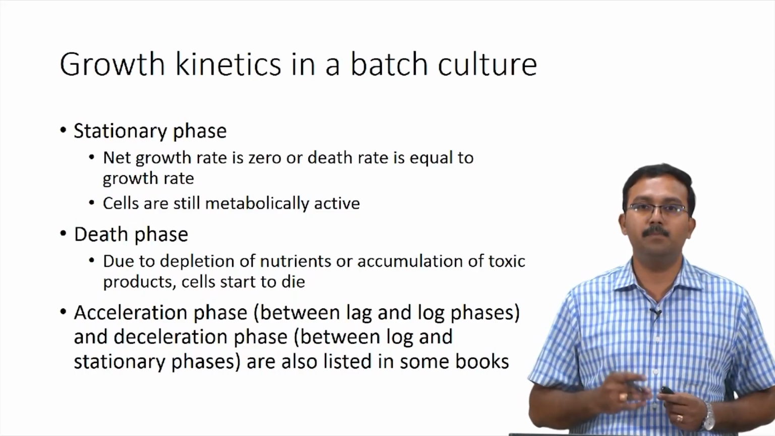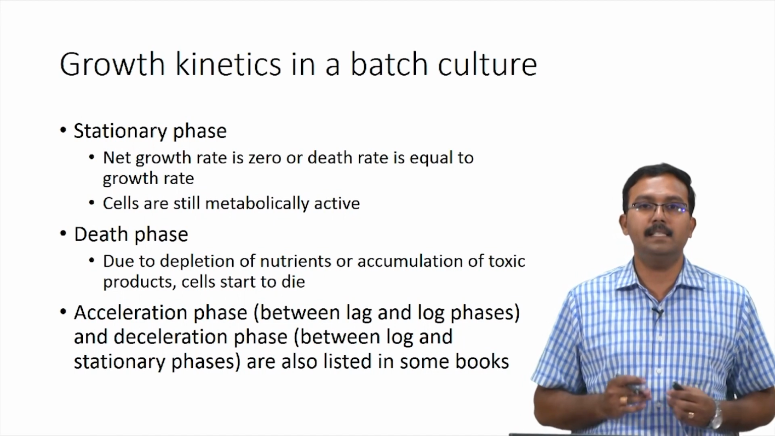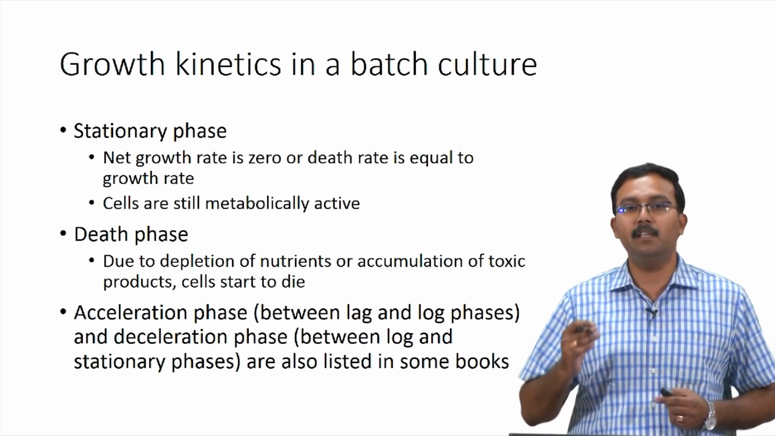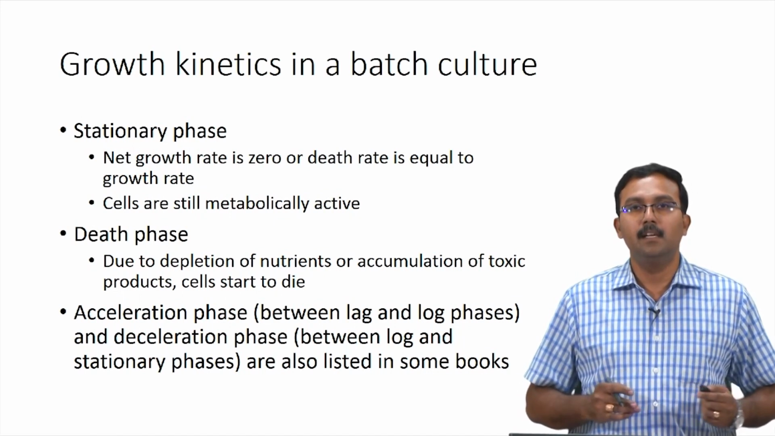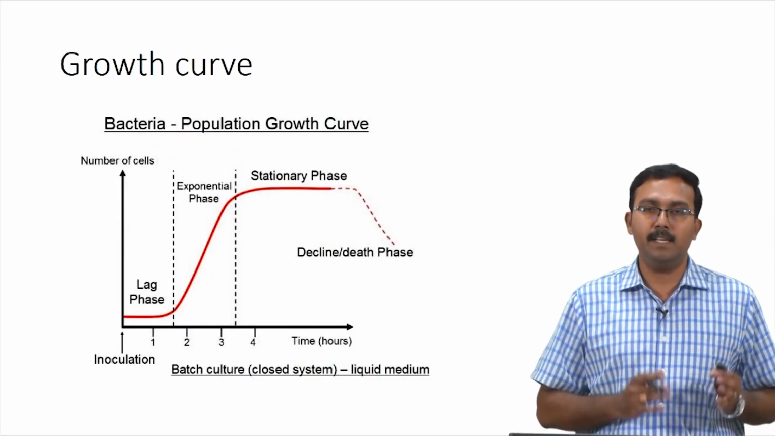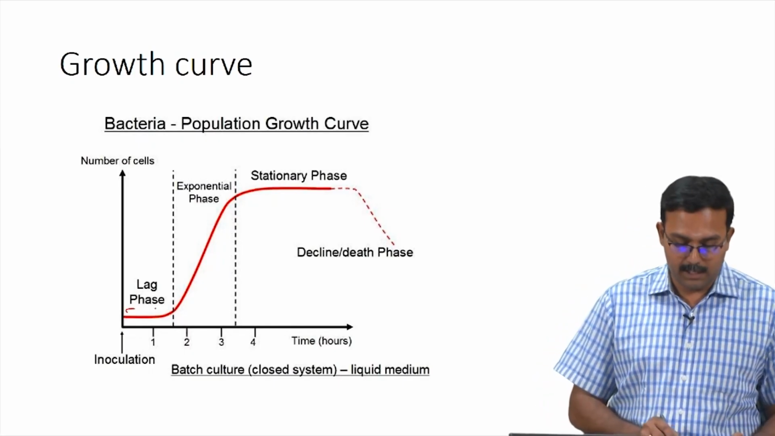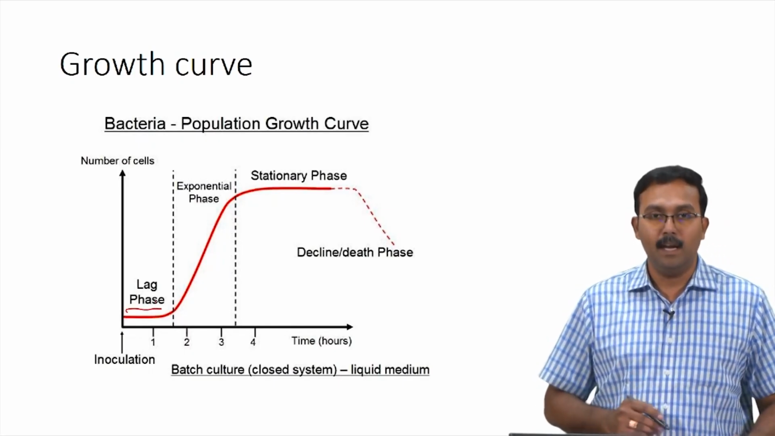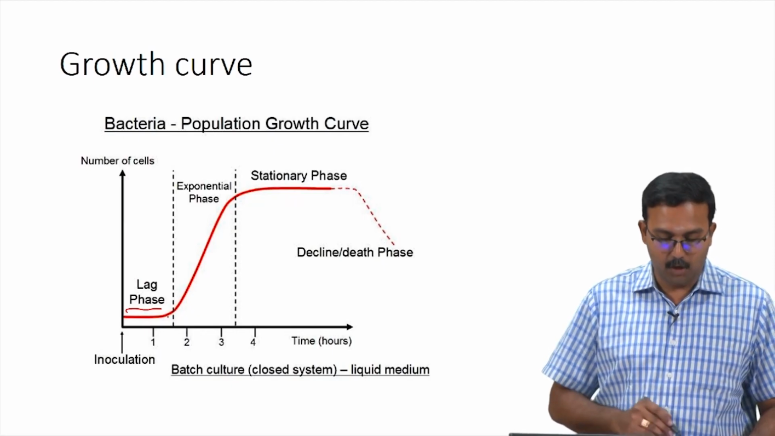Acceleration phase is the phase between the lag and the log phase, and deceleration phase is the phase between the log and the stationary phase. So, what you see here is the growth curve. You have the lag phase initially, where the cells are getting used to the new environment and the cell numbers or concentration is not increasing.